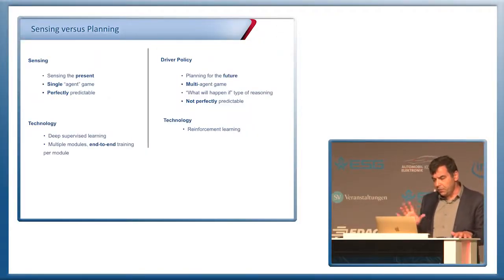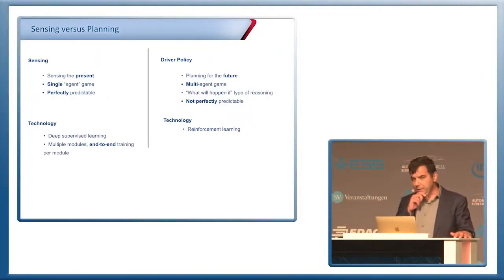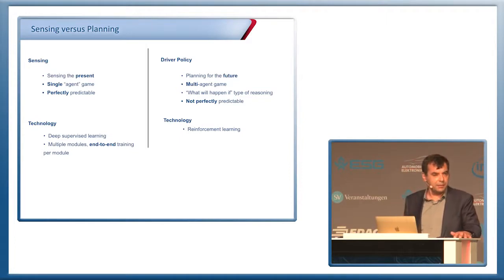Here I want to make the point of what is the difference between sensing and planning. So sensing is the present. I have an image, I have a video, and I want to know where all the objects are, where all the path delimiters are and so forth. I want to sense the present. When I'm sensing an object, a vehicle, I'm not treating it as human behavior. I'm treating it simply as an obstacle. So it's sensing the present.